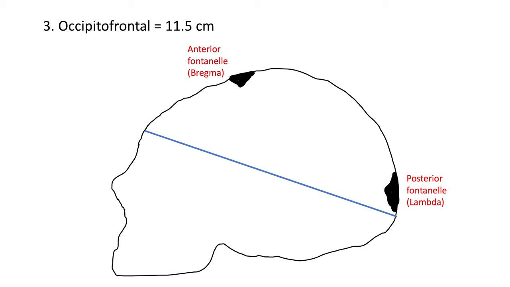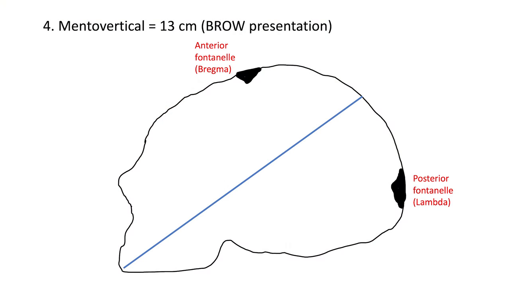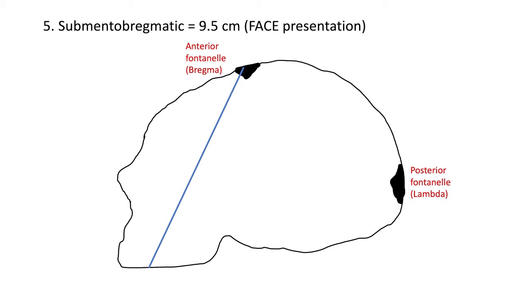The third is the occipitofrontal diameter, which is 11.5 centimeters in length. The occipitofrontal diameter goes from the prominent point of the frontal bone to the prominent point of the occipital bone. The fourth is the mentovertical diameter, which is long at 13 centimeters, and this runs from the chin to the prominent point of the vertex. And finally, the submentobregmatic diameter, which is 9.5 centimeters in length. This runs from just behind the chin to the bregma or the anterior fontanelle. You also need to know the biparietal diameter, which is 9.5 centimeters in length.